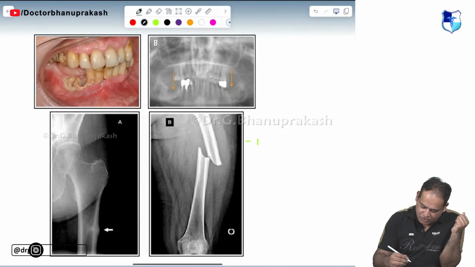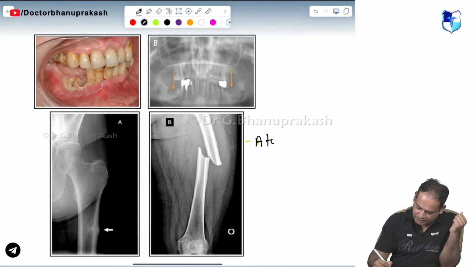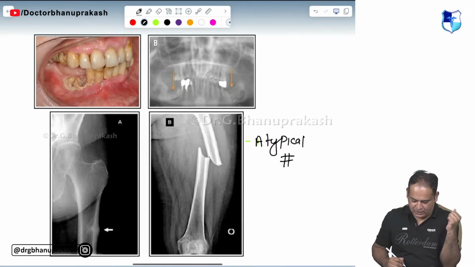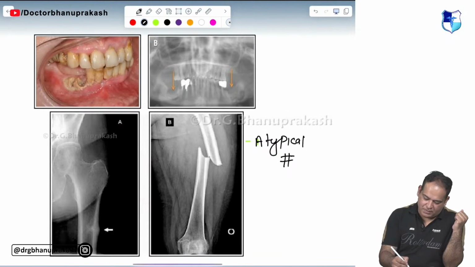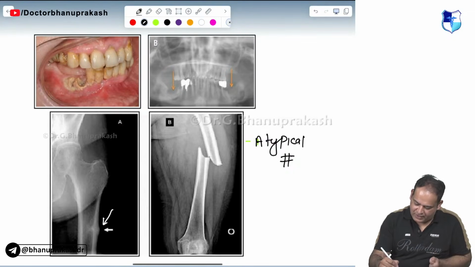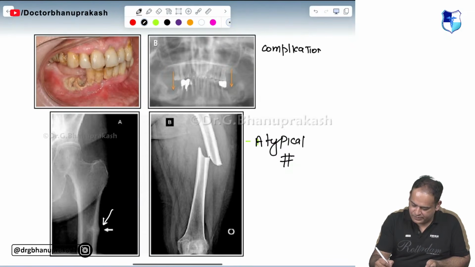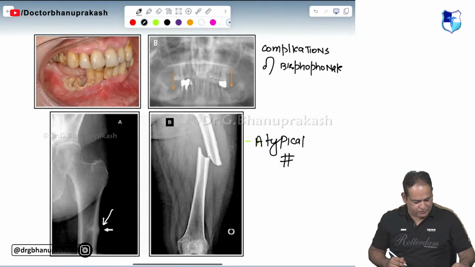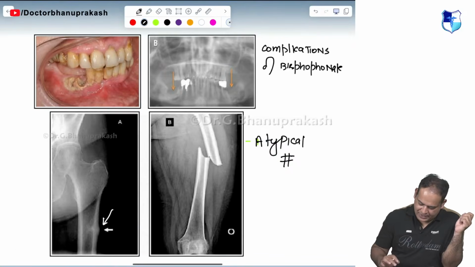Then, what is the other complication of bisphosphonate therapy? Atypical fractures. So, atypical fractures are a complication of bisphosphonate therapy, right?